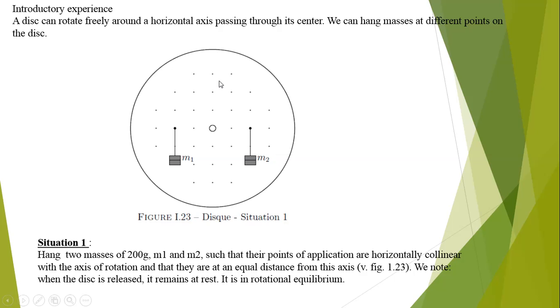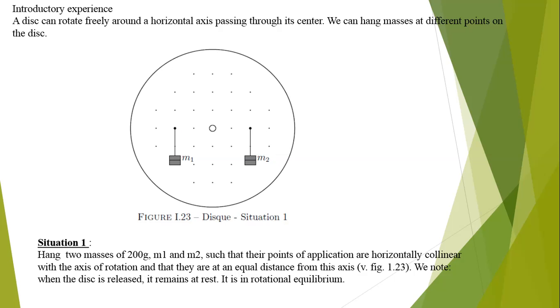If we observe this figure, we represent a disk, its center O, and the axis of rotation passing through O, and the axis of rotation is perpendicular to the plane of the disk. And at these different points marked on the disk, we can hang different masses.